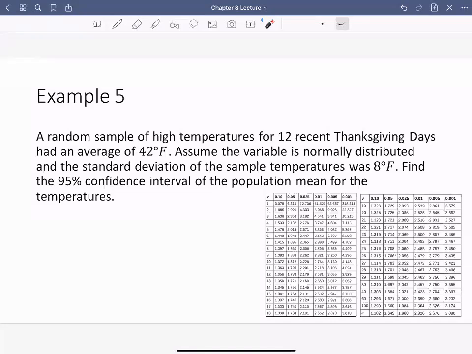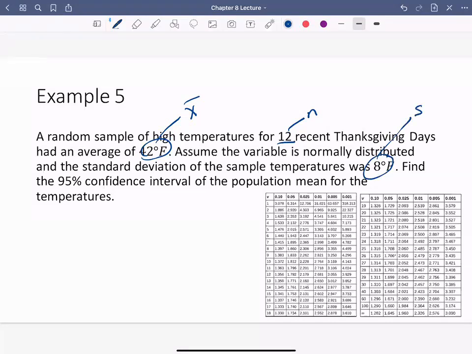So notice what we have. We have that the 12 is our n. I'll change my color back. This is our n. An average, this is our x bar, right? Our 42 degrees. Our 8 degrees was our standard deviation. So remember, now it's s for our sample standard deviation.